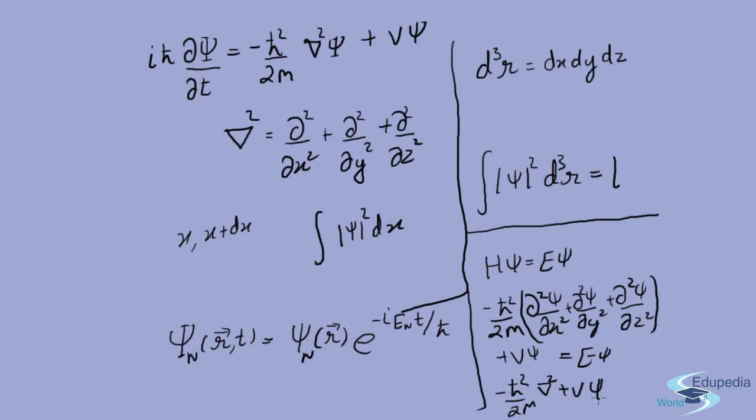And the other difference I talked about was that V, instead of only being dependent on x, a one-dimensional potential, and the whole problem being one-dimensional, V now depends on x, y and z.